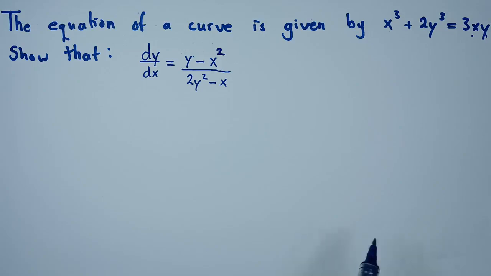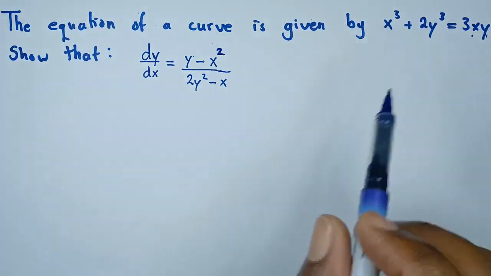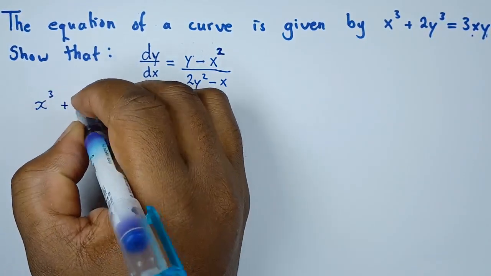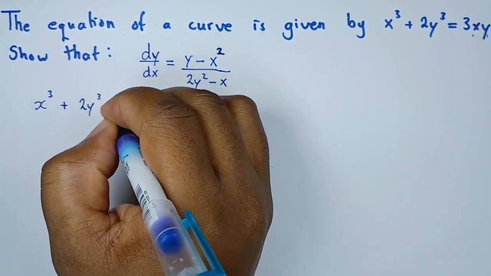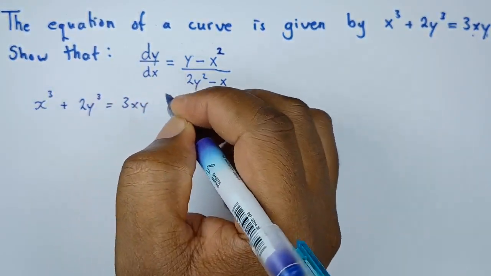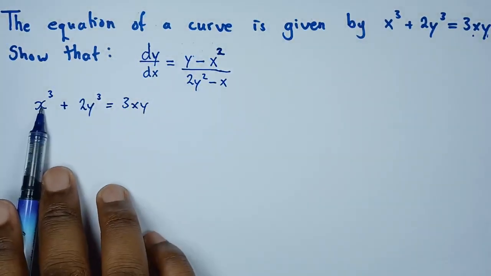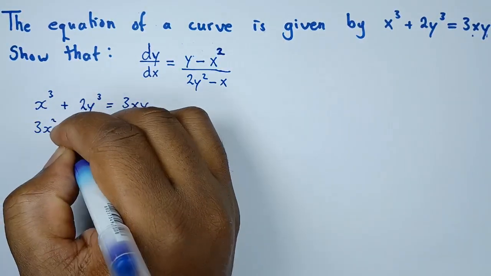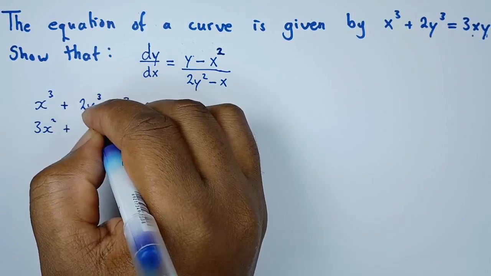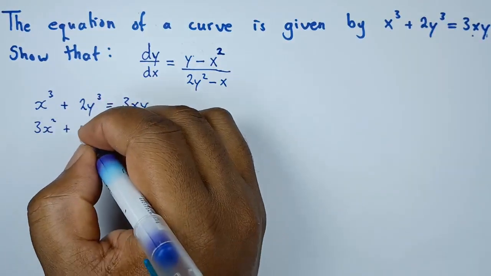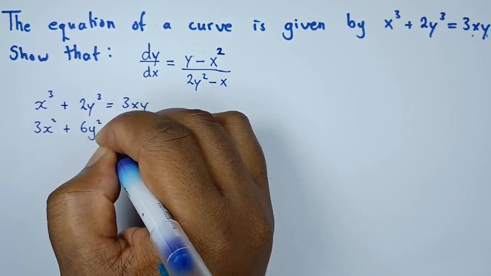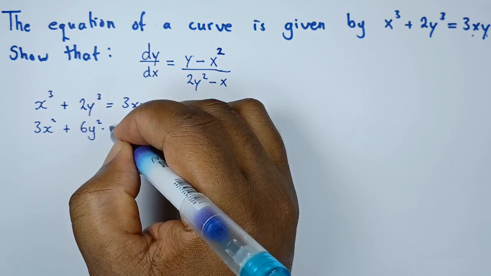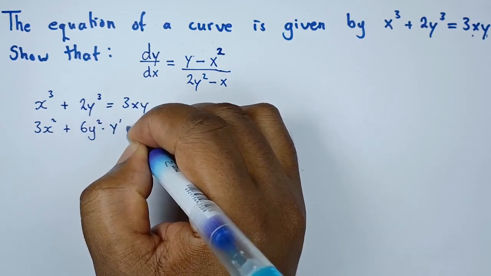So let's go ahead. To start with, we have x to the power 3, let me just write the whole thing, 2y cubed, this is equal to 3xy. The derivative of x cubed is simply 3x squared. The derivative of this expression with respect to y is 6y squared. Now, since we're differentiating with respect to y, we're going to multiply this with dy dx, of which we shall just use y prime in this case.